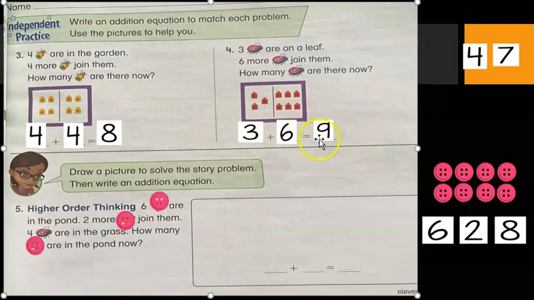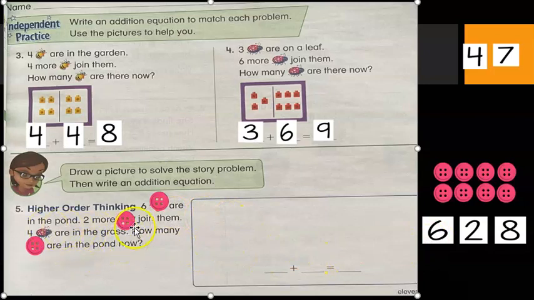So there is our addition equation. 3 plus 6 equals 9. Read it with me. 3 plus 6 equals 9. Okay? Now you're seeing this now. You probably kind of get the hang of it. Now let's come here now to this next problem.